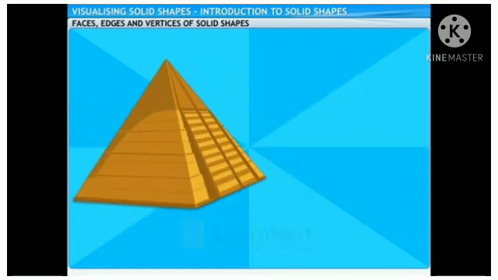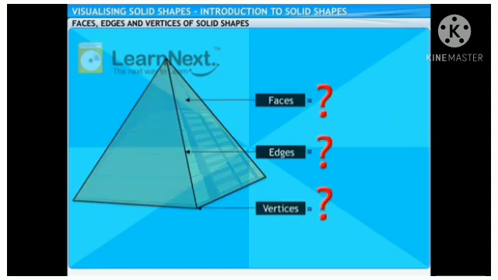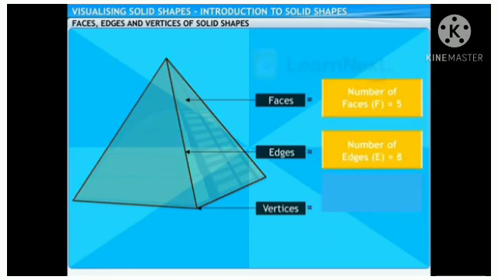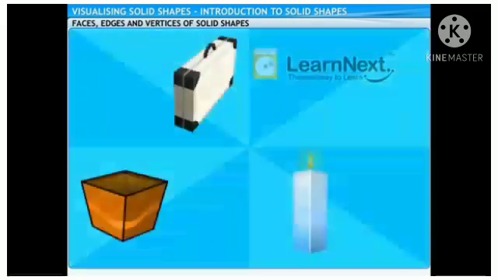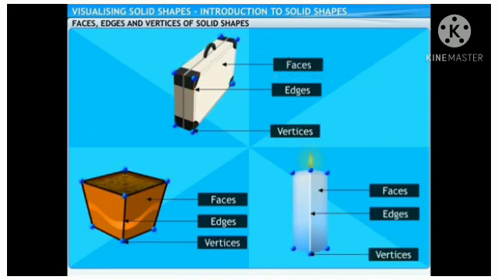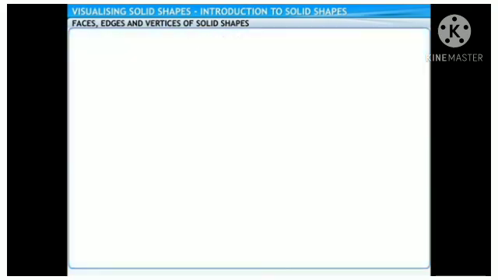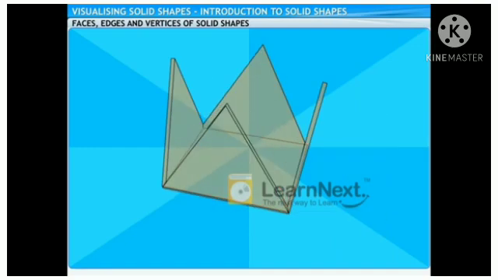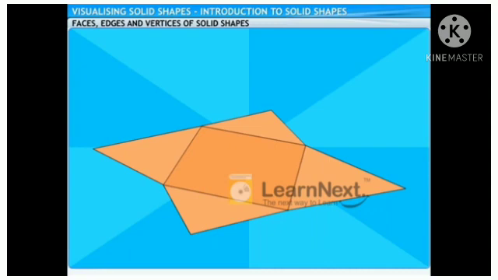Now, look at the square pyramid given here. How many faces, edges and vertices do you think the pyramid has? We can see that it has 5 faces, 8 edges and 5 vertices. Similarly, we can count the faces, edges and vertices of other three-dimensional figures. Did you notice that the three-dimensional pyramid is actually made of two-dimensional faces? The pyramid here has 4 triangular faces and a square base, which are all two-dimensional figures.